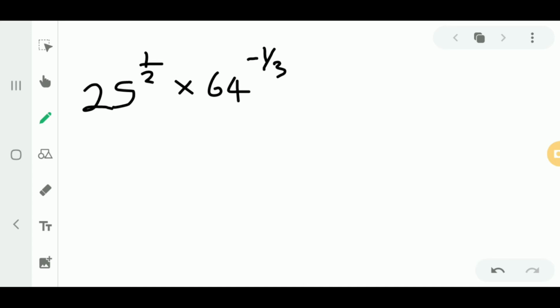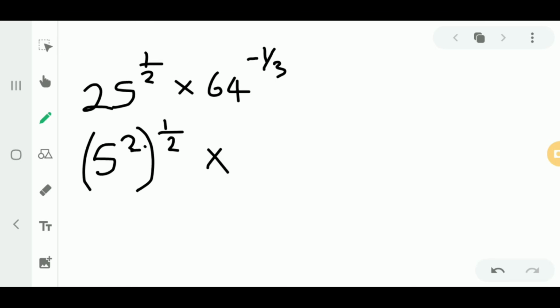So let's try another one. Let's say we have 25 to the half times 64 to the negative a third. Again, we look to the denominator for the power and realize that it's a 2 for the first one. So what raised to the second power gives you 25? And you think and you say 5 squared gives you 25. So you have 5 squared there, and you write back the half on the outside.